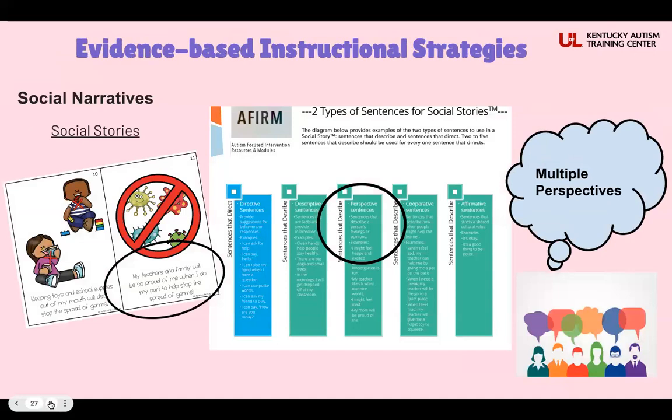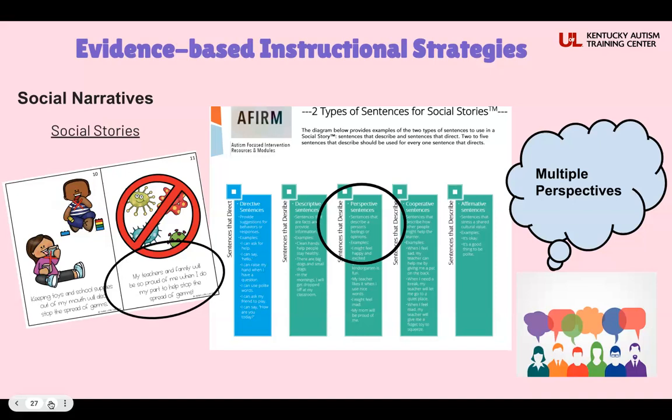Evidence-based instructional strategies. Another one is social stories. We used a lot of those during the pandemic, right? For understanding why we can no longer do hugs, or why we can't put the toys in the mouth, which is never a good idea anyway. But talking about germs, we really got to focus on germs.